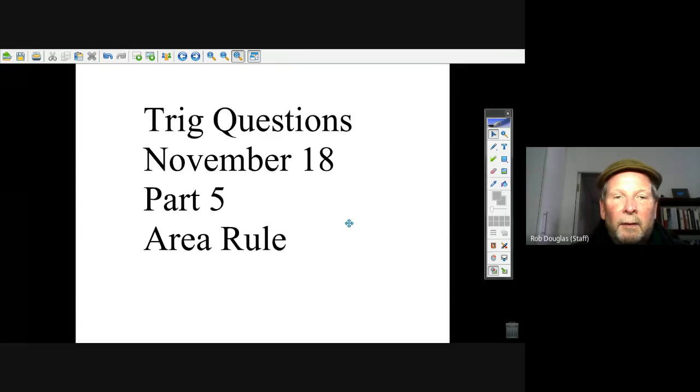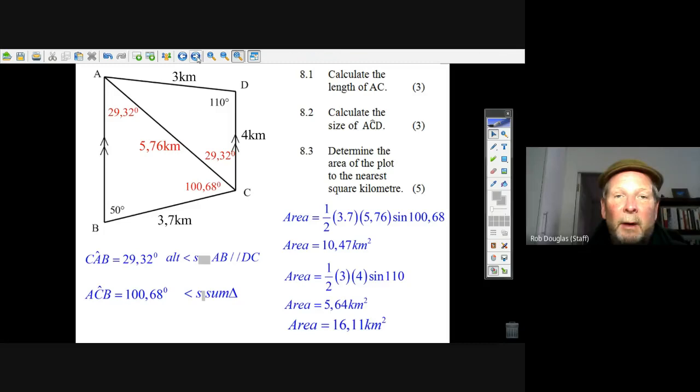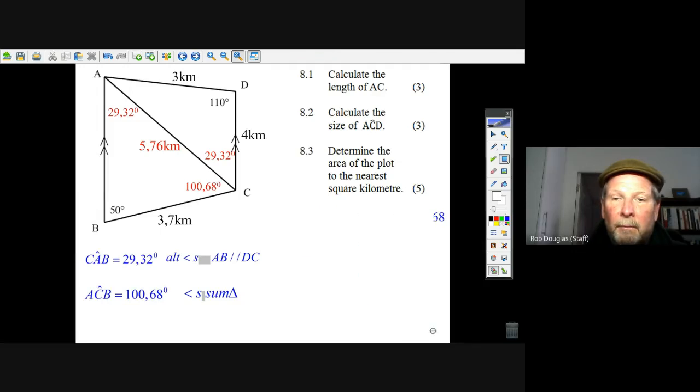Okay, this is part of the November 18 trig questions that we're doing a series of from a November exam at Fisher High School. This was part of a question that had a plot of land, and the last part of the question was to determine the area to the nearest square kilometer.